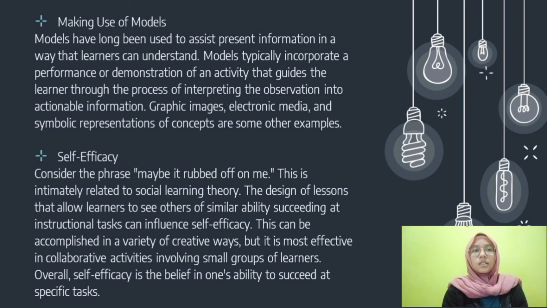Making use of models is the first application of social learning theory. Models have long been used to help present information in a way that learners can understand. Models typically incorporate a performance or demonstration of an activity that guides the learner through the process of interpreting the observation into actionable information. Graphic images, electronic media, and symbolic representations of concepts are some other examples.